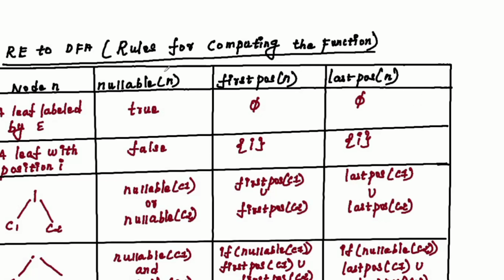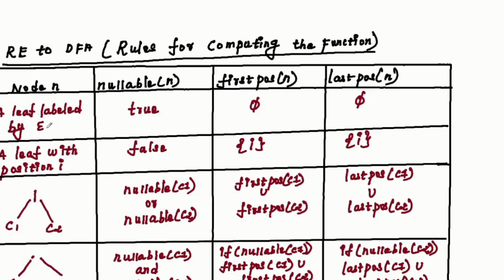Nullable of n: the sub-expression generates epsilon, that is, the empty string. Firstpos of n: the set of positions that can appear first in the string generated by the sub-expression. And lastpos of n: the set of positions that can appear last in the string generated by the sub-expression. These are used to build the DFA directly from the regular expression without constructing an NFA first.